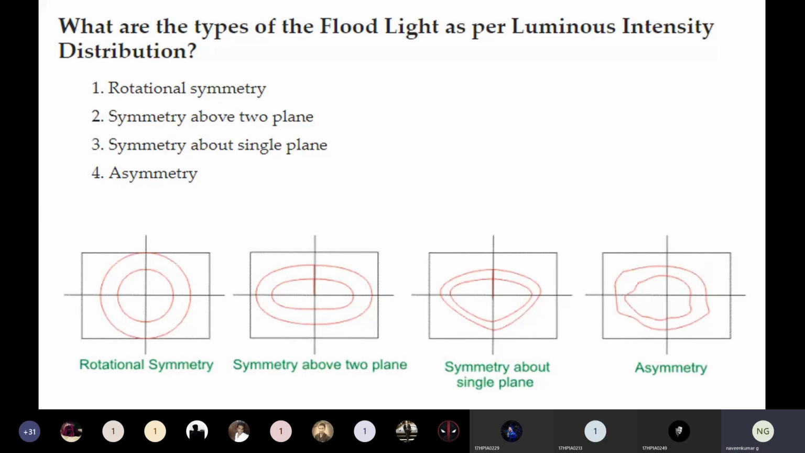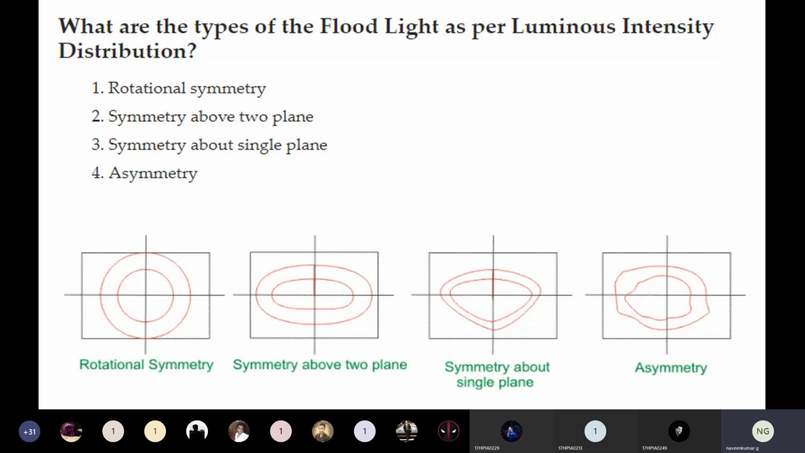Next, symmetry about two planes. Here you observe symmetry either in quadrants 1, 2 and 3, 4, or 1, 4 and 2, 3, but not 1, 3 or 2, 4. It's not the same. So this is either above or below, or on plane A or plane B or plane C or plane D. This is symmetry about two planes. For some focus floodlights, we use symmetry about two planes.